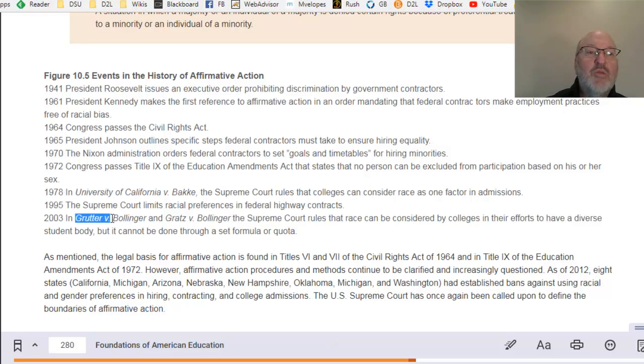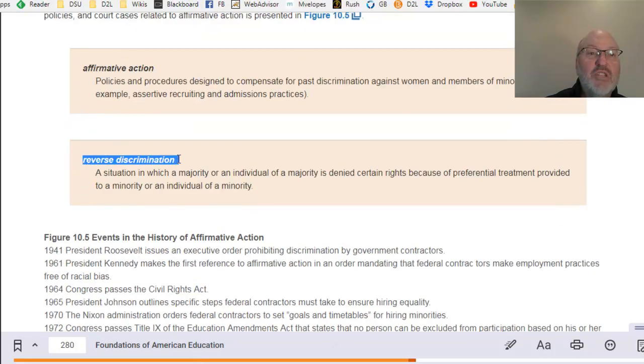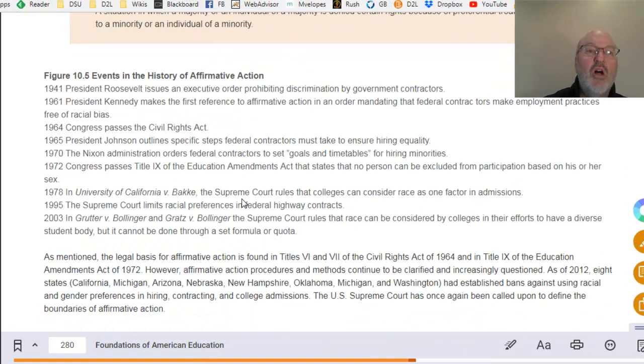Here's the latest one in '03. Rules that race can be considered by colleges in their efforts to have a diverse student population. So we have the strict criteria, and even though a person has a higher score, if he doesn't allow us to have the minority mix we want, that's more important. So that, my friends, is reverse discrimination, and it happens all the time.